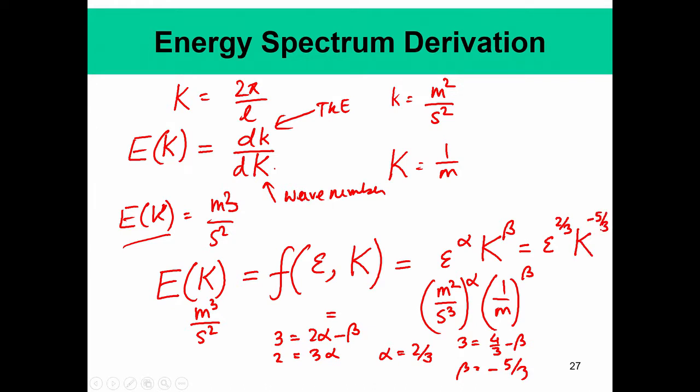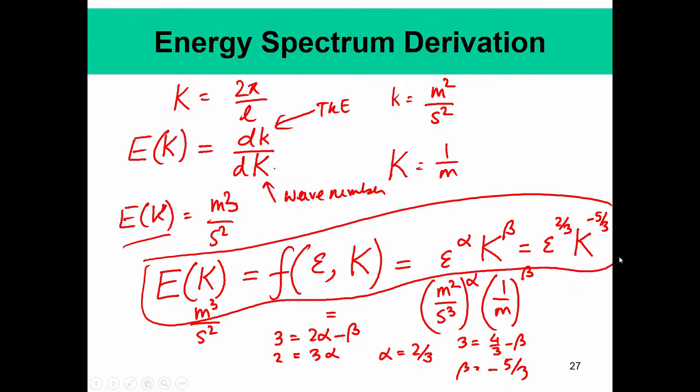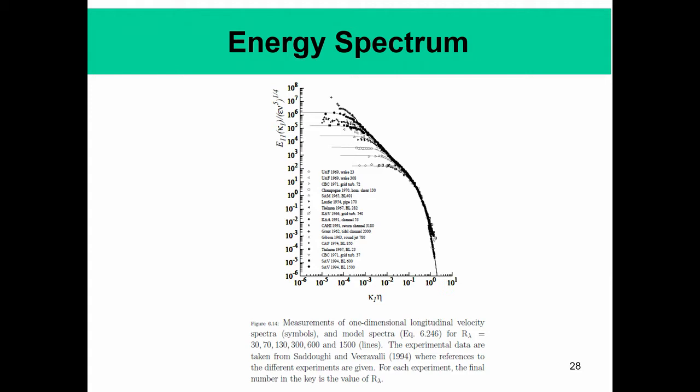So, this is the origin of the famous minus 5 by 3 spectrum. We expect that in the inertial range the turbulent kinetic energy spectrum E of K should scale as epsilon to the power of 2/3 and K to the power of minus 5 by 3. And does it really? It turns out beautifully to be so, and this is one of the famous results of turbulence, that in fully developed turbulence for different configurations, channel, jets, etc., this is taken from Pope's book actually, this has a slope of minus 5 by 3 when you plot it in log scale. This is the famous minus 5 by 3 spectrum of turbulence.